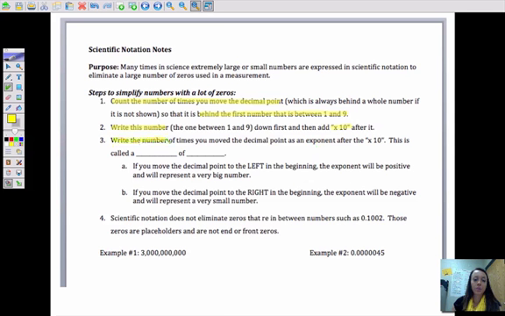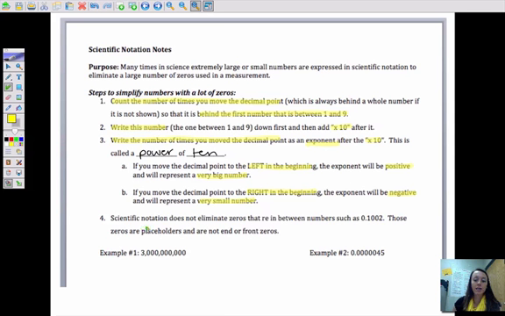You're going to write the number of times you move the decimal point as an exponent after the times 10. This is called a power of 10. If you move the decimal point to the left in the beginning, the exponent is going to be positive, and it's going to represent a very big number. If you move the decimal point to the right in the beginning, the exponent is going to be negative. It's going to represent a very small number.